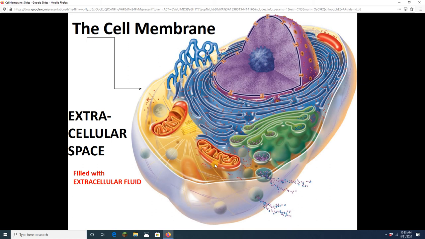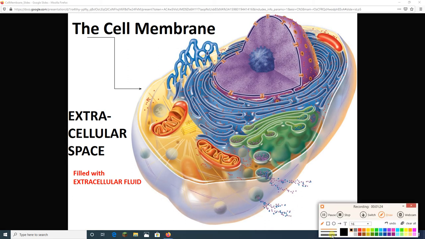One important thing that we got to know about cells is a cell is a discrete structure. So it has to have something separating its inside and its outside. And that thing doing the separating is the cell membrane, which we see right here. It is going to separate our extracellular space from our intracellular space. So extracellular on the outside, intracellular, obviously, on the inside. The extracellular space is filled with extracellular fluid. So we got to keep that extracellular fluid and the intracellular fluid separate, and the cell membrane is going to do that for us.